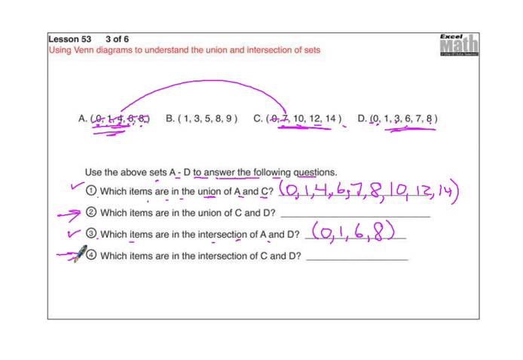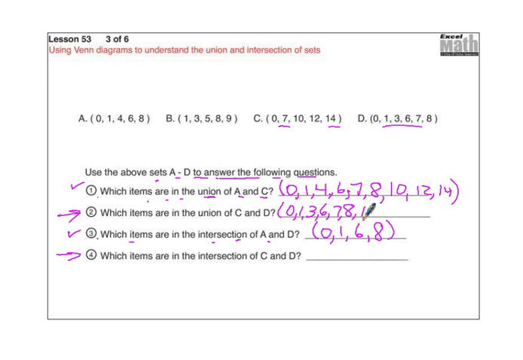Union of C and D. I'm going to go ahead and get some of this off of here. Make it a little bit easier to see for us. All right, the union of C and D means all the numbers that are in both C and D. We have 0, 1, 3, 6, 7, 8, 10, 12, and 14. You should have listed all those numbers.